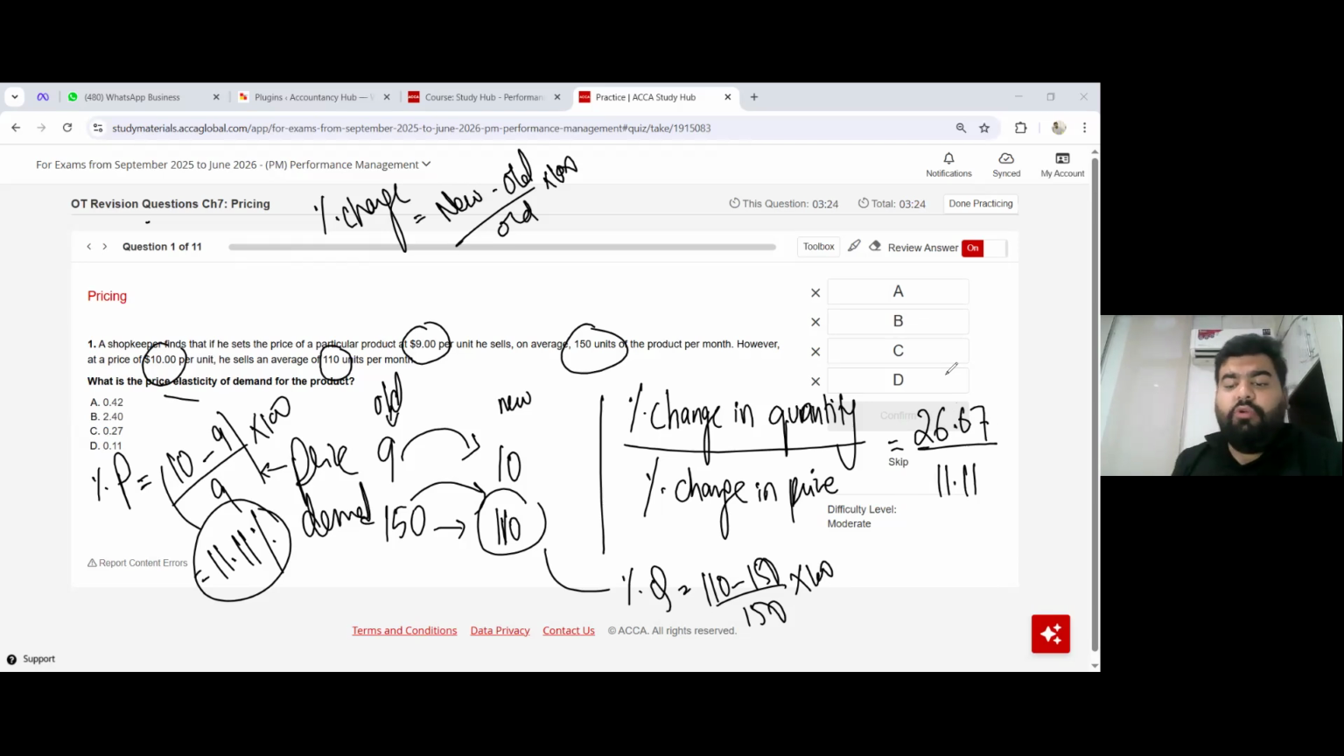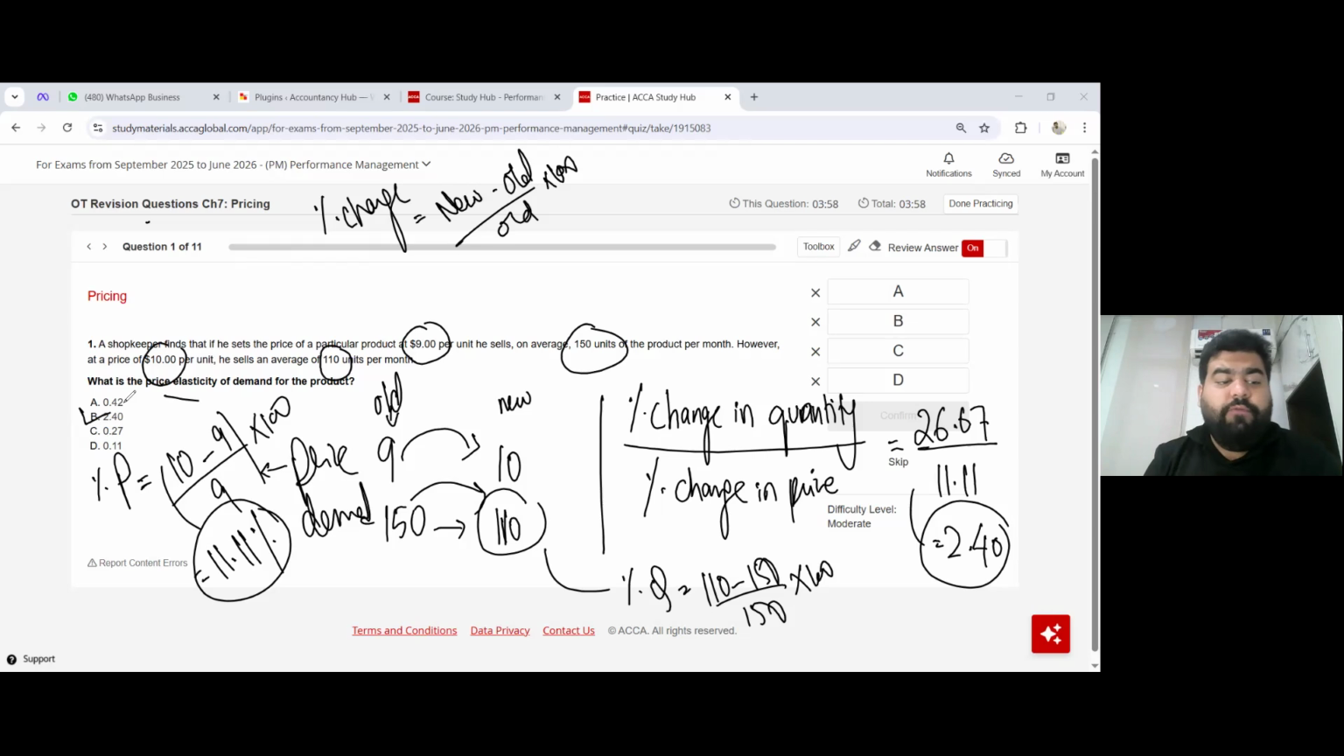So what you will do here, first calculate the percentage change in price and the percentage change in quantity. Now just divide it. 26.67 divided by 11.11 is 2.40. So the price elasticity will be 2.40. The answer will be B, 2.40. In the numerator, you have to write percentage change in quantity, and in the denominator, percentage change in price. We have discussed how to calculate both.